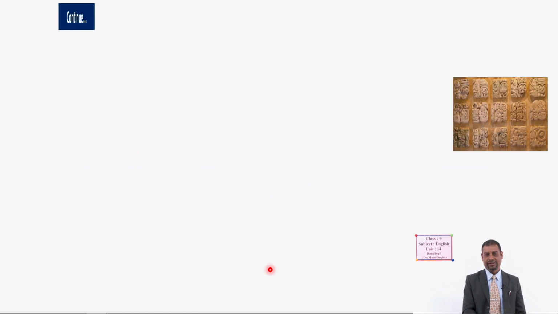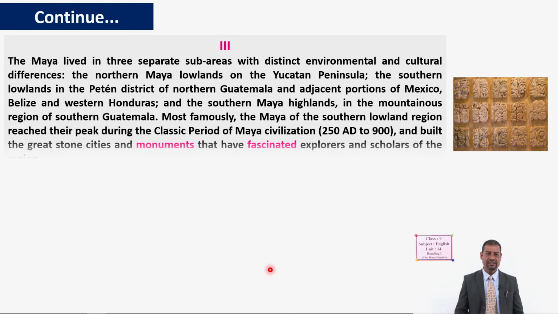If so, we have again another paragraph. Okay, and let me read once again. And you also read with me. The Maya lived in 3 separate sub-areas with distinct environmental and cultural differences. The northern Maya lowlands on the Yucatan Peninsula, the southern lowlands in the Petén district of northern Guatemala, and adjacent portions of Mexico, Belize, and western Honduras, and the southern Maya highlands in the mountainous region of southern Guatemala.